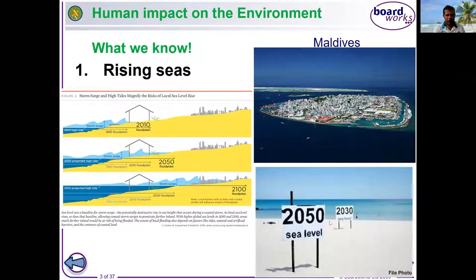And you can see some of the predictions for the future, like how areas will be underwater over time, as the diagram shows. A country like, for example, the Maldives is a low-lying country, and some of the cities are actually below sea level, right? So the sea is a little bit higher, and these countries will be badly impacted, right? But number one, that is something we know about the rise in sea levels, which is well documented.